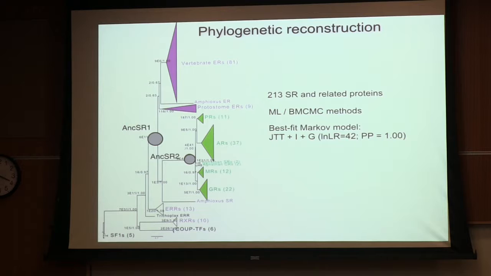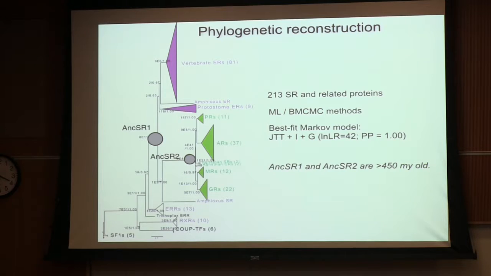Okay, so we have to begin by reconstructing the ancestral sequence. This is done on the same phylogeny that I described to you yesterday. Actually, it's slightly different. So this is a data set of 213 steroid receptors. We reconstruct it using several different probabilistic methods, which give us essentially the same tree, using a model of sequence evolution which best fits this specific data set.